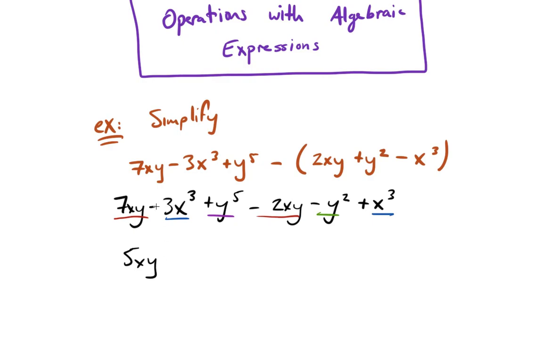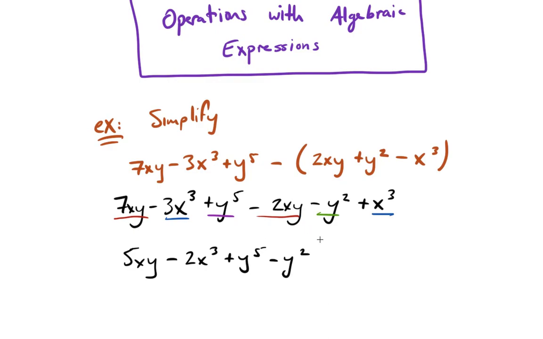Now let's move on to these blue ones. Negative 3x cubed, positive 1x cubed. We don't see the 1, but when we don't see a number, it's an implied 1. So that's going to give us a total of negative 2x cubed. And then there's only one purple one, so that's y to the 5th. It doesn't go with anything else, it just comes down. And there's only one green one, so it just comes down as well.